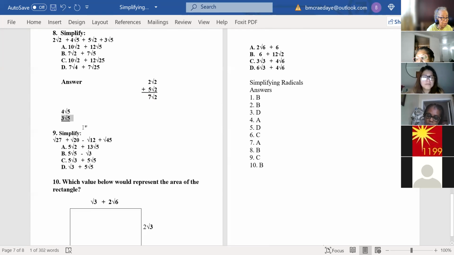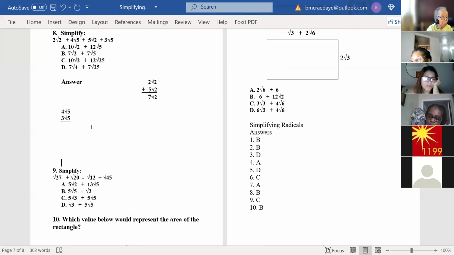What's that equal to, Alva? 4 and 3, 7. That's right. That would be 7. 7 times what? Square root of 5. That doesn't change. That would still be the square root of 5. So when you add these up, you get 7 times the square root of 2 plus 7 times the square root of 5. Which answer is that, A, B, C, or D? B. Yes, very good. It's B.